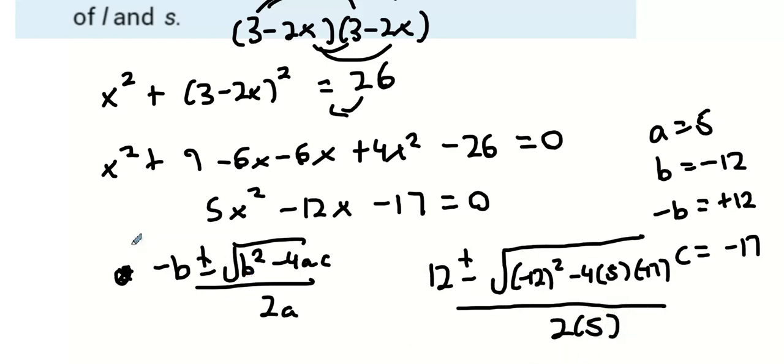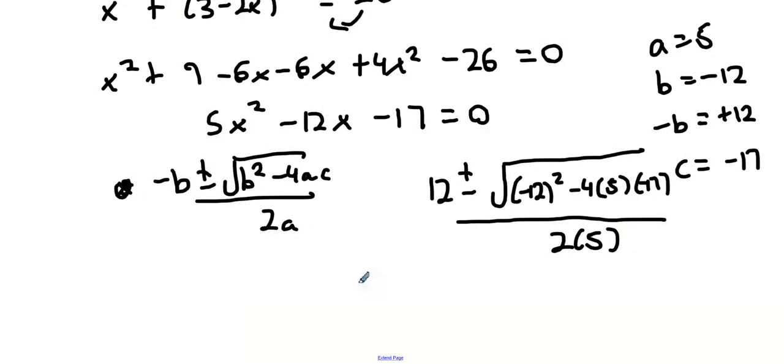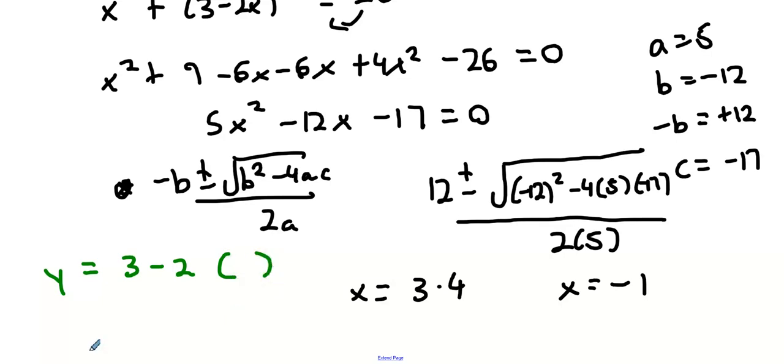Lads, what are the x answers when you put that in? Does anybody else get 3.4 and minus 1? You cool with that? Okay. Now, is everybody happy? We just found a quadratic equation. We did the minus b formula. Now I have to find the 2 y values. Now, y equals 3 minus 2x, doesn't it? And once again, you're going to use your calculator for this.